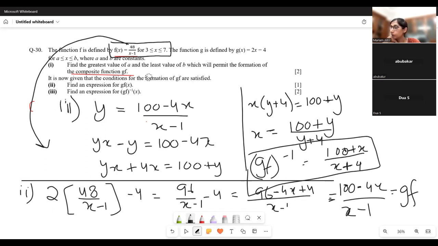100 minus 4x over x minus... oh, sorry, I was looking at the wrong answer. (100 plus x) over (x plus 4). It's absolutely correct.